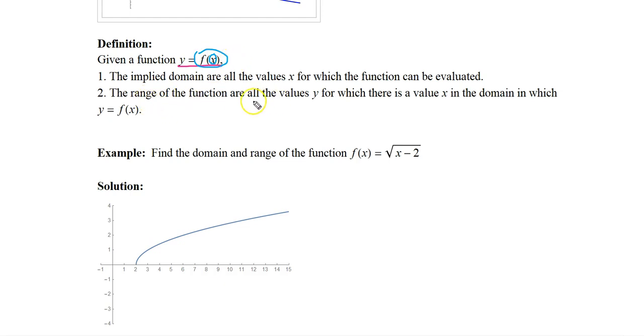The range, on the other hand, of the function are all the values y for which there exists a number x in the domain in which y equals f of x.